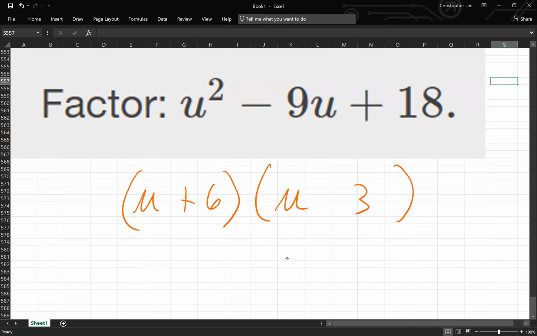It has to be negative over here. And now that's the answer. Both negative, because a negative times a negative is a positive. But also negative 6 plus negative 3 is negative 9. So the signs matter here when we're doing these factors. Signs matter.